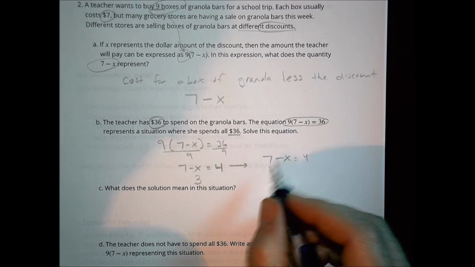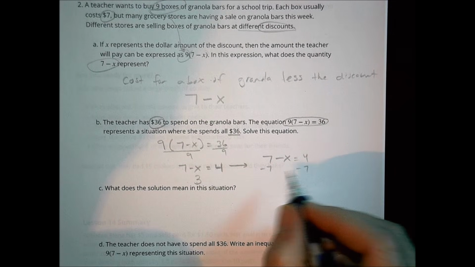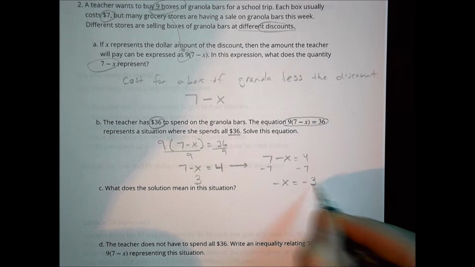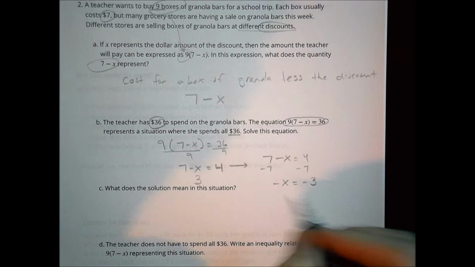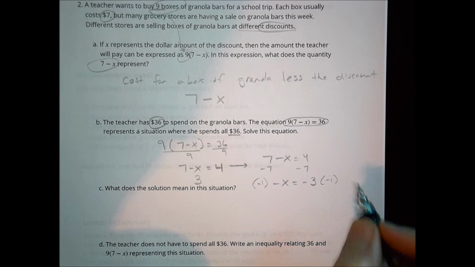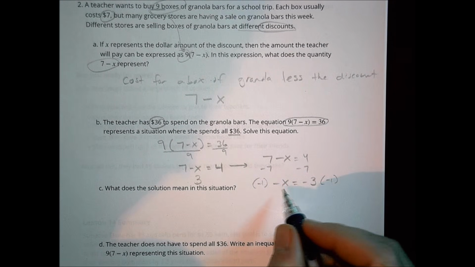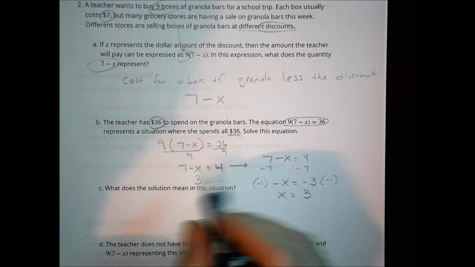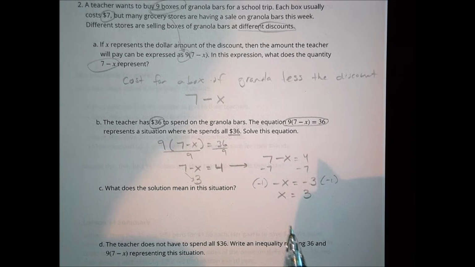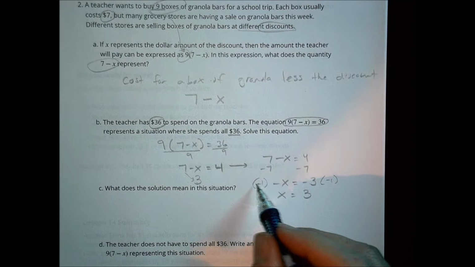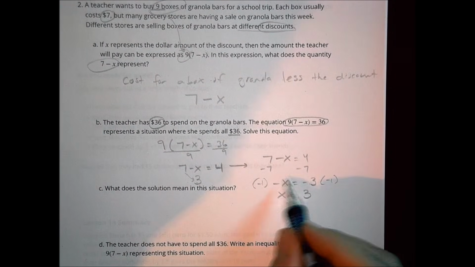If I subtract 7 from both sides, I end up with a negative x equals a negative 3, right? A little funky there. But if I was to multiply both sides by a negative 1, a negative x times a negative 1 equals a positive x, and negative 3 times a negative 1 equals a positive 3. So just using logic, I know it's going to be a positive 3, right? Or I can do the work here and multiply by negative 1 to change the sign of the variable.